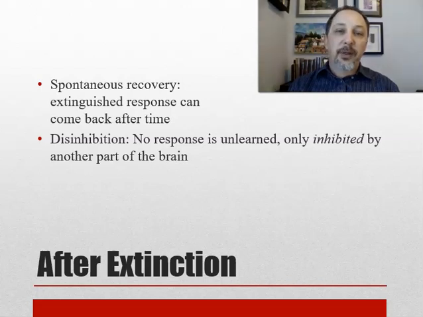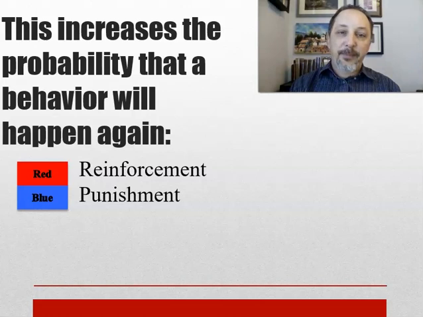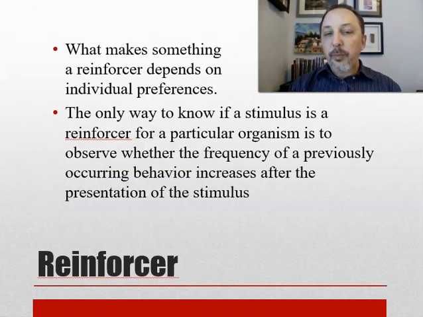And now, let's see how these things fit together. This increases the probability that a behavior will happen again. Is it reinforcement or is it punishment? What increases the probability that the behavior will happen again? It is reinforcement. Now, what makes something a reinforcer depends on the organism. I mentioned if you're trying to train another organism, you need to find out what it responds to, because it is what it wants. What it wants is going to be that thing.